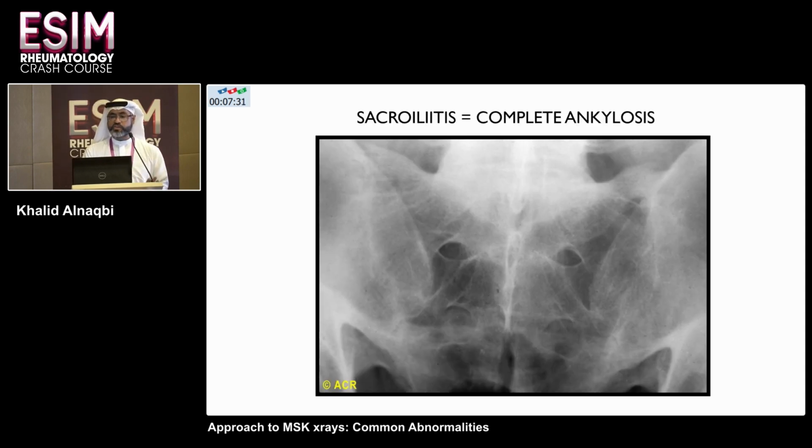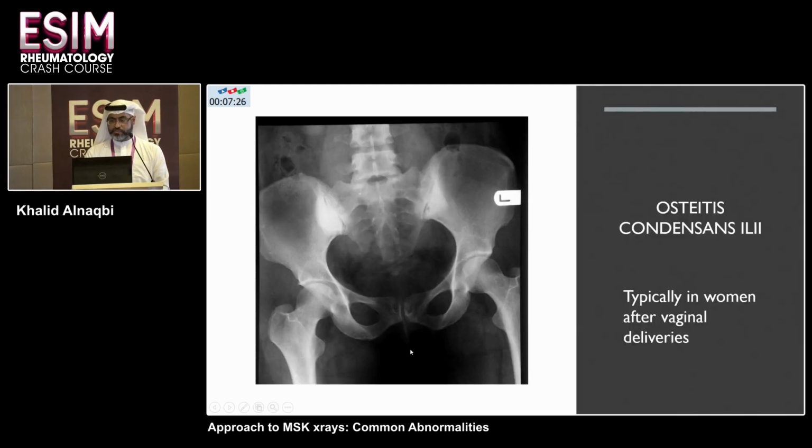This is complete ankylosis, complete fusion. You cannot see the black line coming from top to bottom. But be careful. There is an entity called osteitis condensans ilii, more typically in women and after vaginal deliveries. There's no narrowing of the sacroiliac joints. There is a triangular calcification on the iliac side of the joint. So you see it's like a triangle here, and usually bilateral. So that's another entity that does not require a biologic or an immunosuppressive drug.